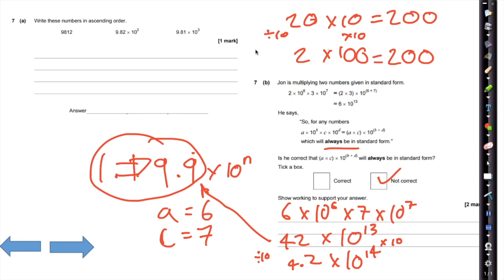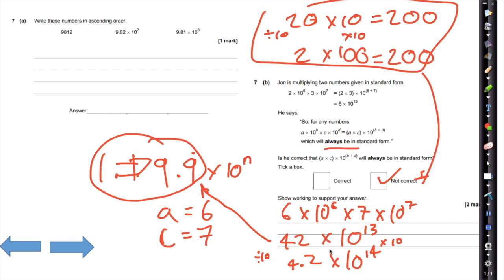If we did 20 times 10 to give us 200, then we would have to divide 10 by 10 to give us 1, because 200 times 1 is 200. So you must do the opposite, and that's why this always works. So we divide one part of what we want to be in standard form by, say, 10, or if it was 0.42, we times it by 10. As long as we do the opposite to our power of 10, it will balance out.